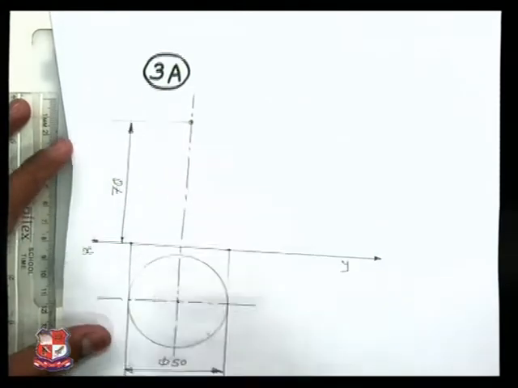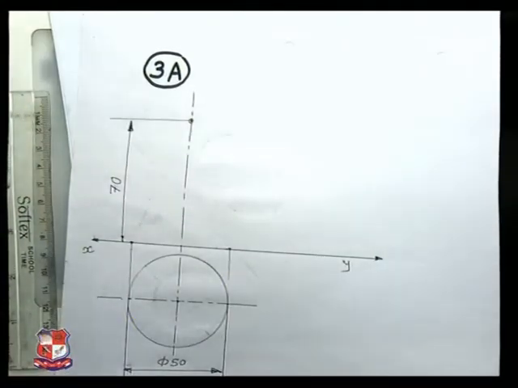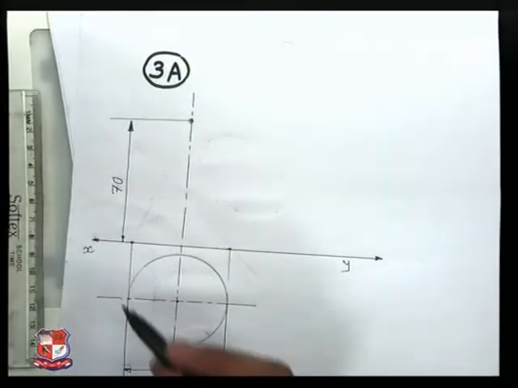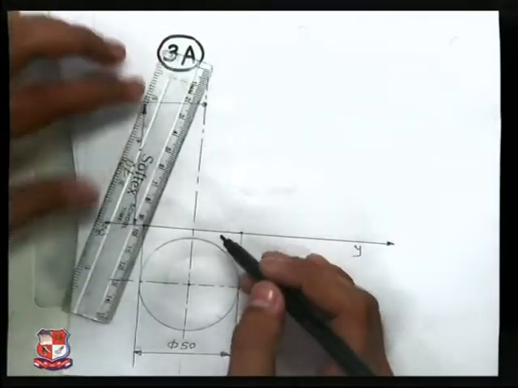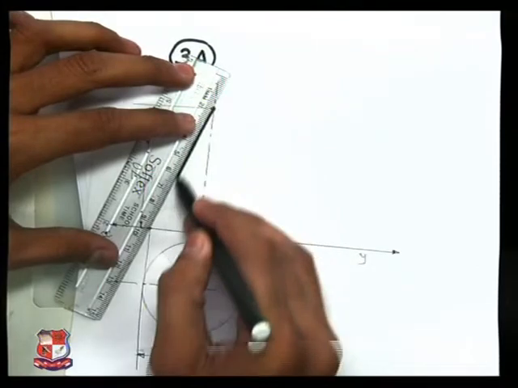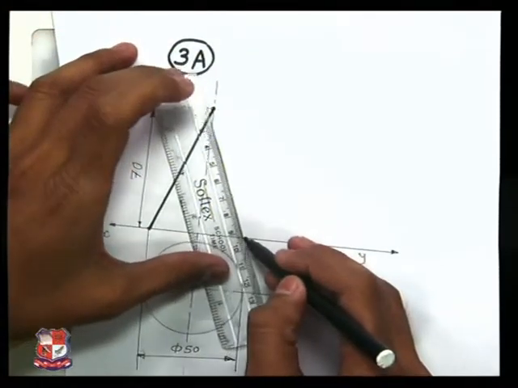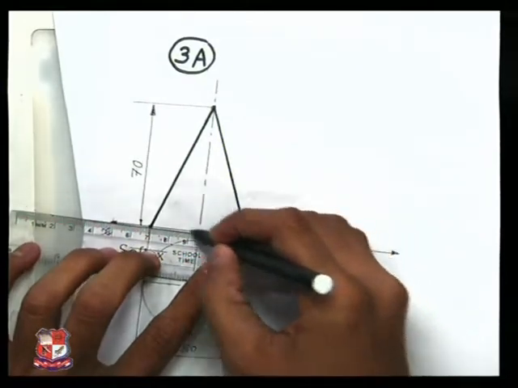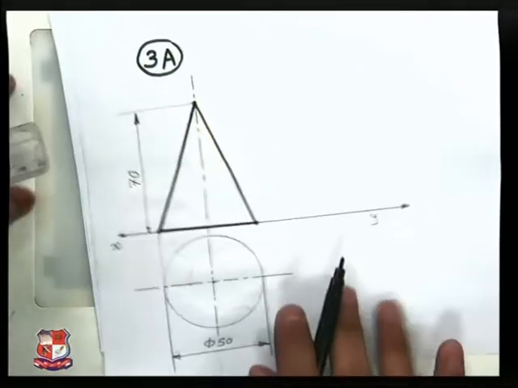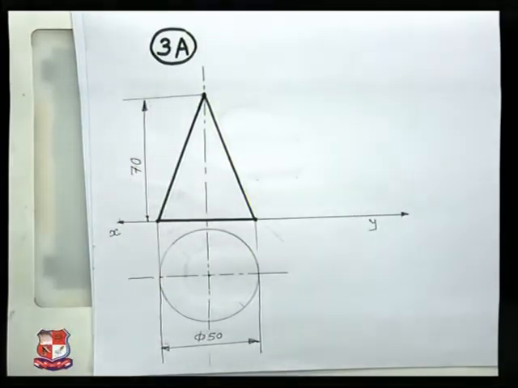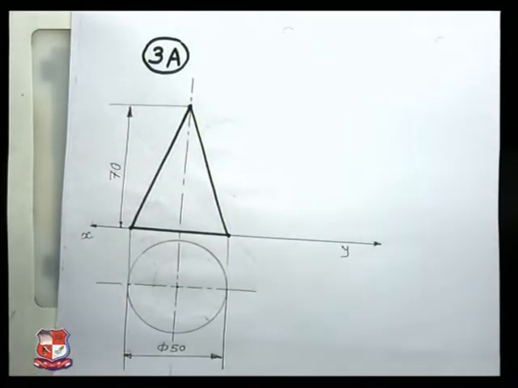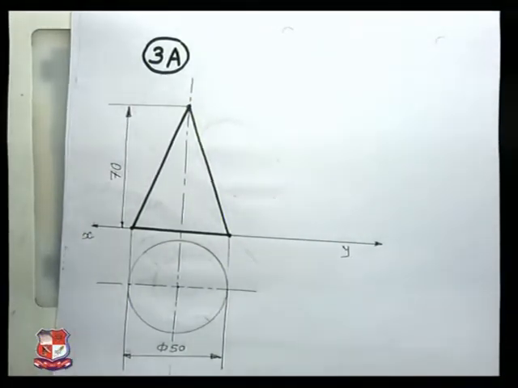This is the apex point of given cone, and from this apex point, join this apex point with these bottom points. So it would appear like this. A cone shape would appear as a triangle in front view. So this is the front view of given cone and circle is the top view of the given cone. Now after drawing these views, let me find out the cutting plane.